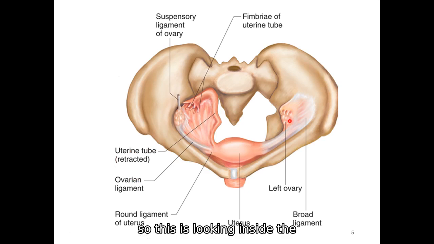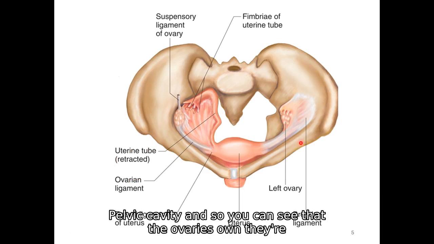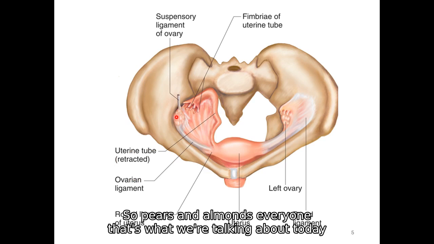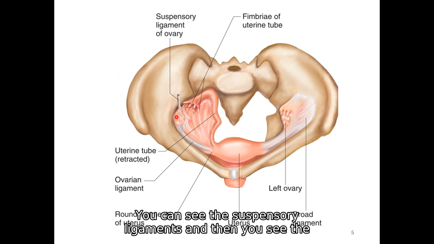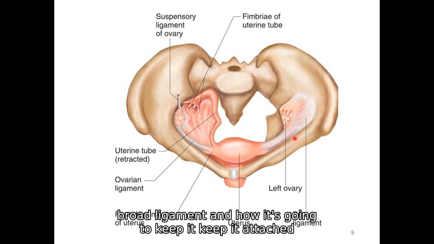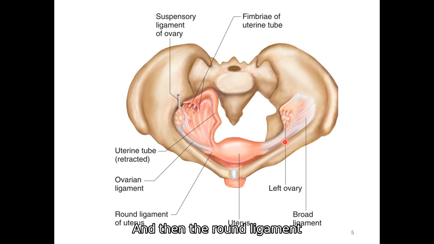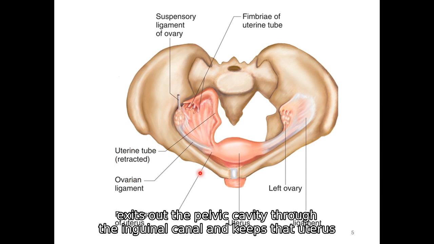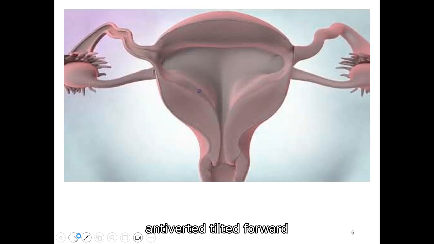And so this is looking inside the pelvic cavity. And so you can see that the ovaries, oh, and they're roughly the size of almonds. So pears and almonds, everyone. That's what we're talking about today. You can see the suspensory ligaments, and then you see the broad ligament and how it's going to keep it attached. And then the round ligament, like I said, that's going to be the one that exits out the pelvic cavity through the inguinal canal and keeps that uterus anteverted, tilted forward.